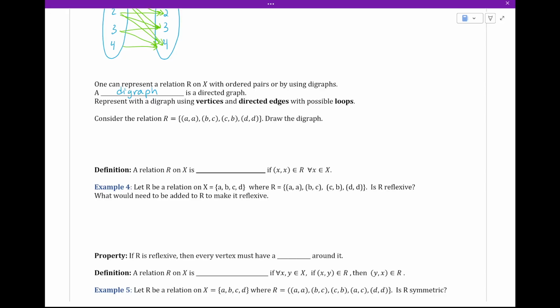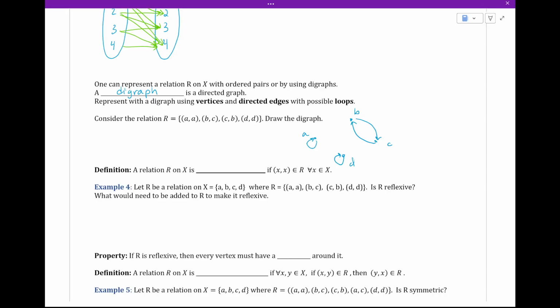So we're going to draw a digraph for relation R where R is AA, BC, CB, and DD. So here's A, B, C, D. Let's see, A goes to A, so here is a loop, A going to itself. B goes to C. C is actually going back to B. And then D is going to itself, so here's another loop. So we see two loops, and then we see a little circuit here with B and C.